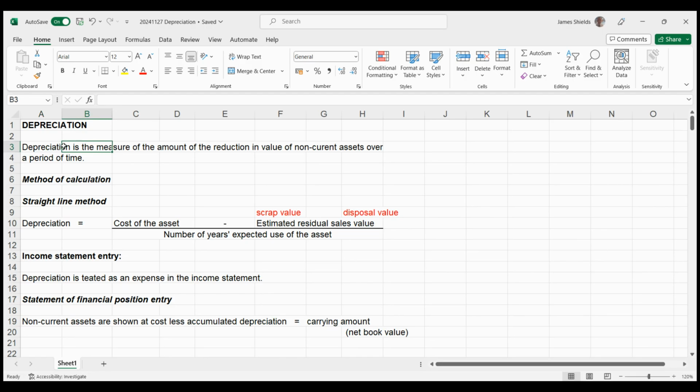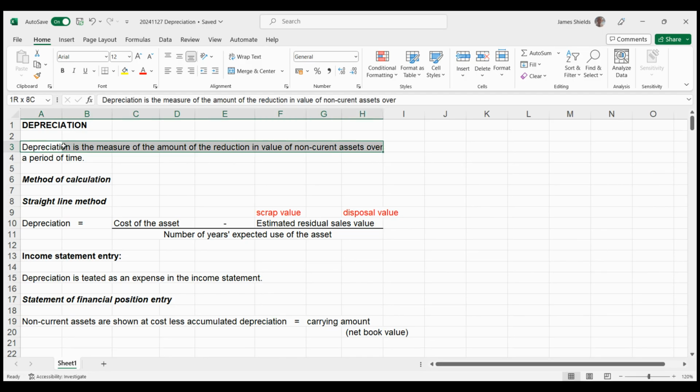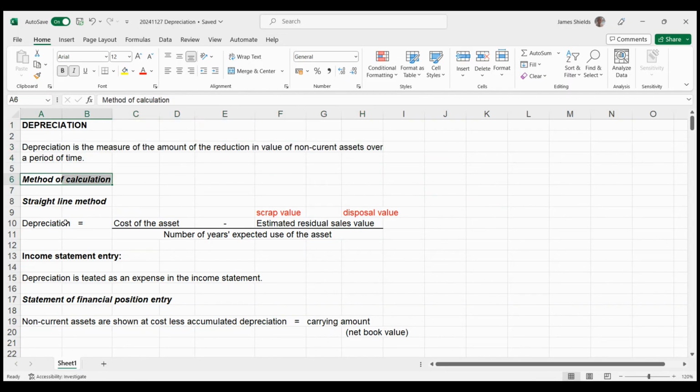Now, depreciation is the measure of the amount of the reduction in value of non-current assets over a period of time. Now, there are two methods. The first one we're going to look at is the straight line method. In the straight line method, the depreciation shall be the same every single year.